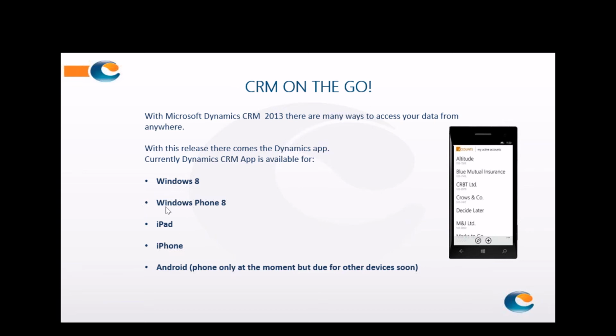So, the Dynamics app is available on Windows 8, Windows Phone, iPad, iPhone, and Android phone at the moment, but it is due to come out for the other Android devices very shortly. So again, it doesn't matter what you're using, it's still available, and it all looks the same, and that's what I'm going to show you here today. It doesn't matter if you're on an iPad or a Surface, it still looks the same. It's the same look and feel.